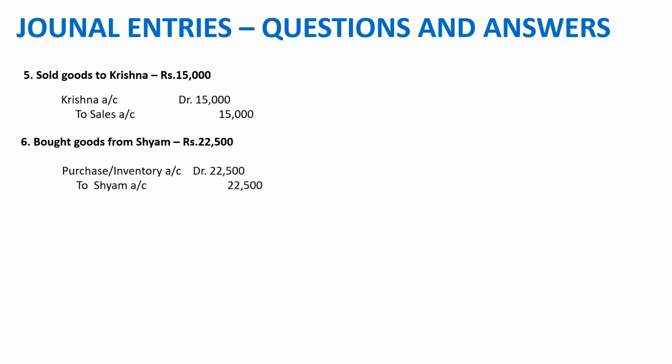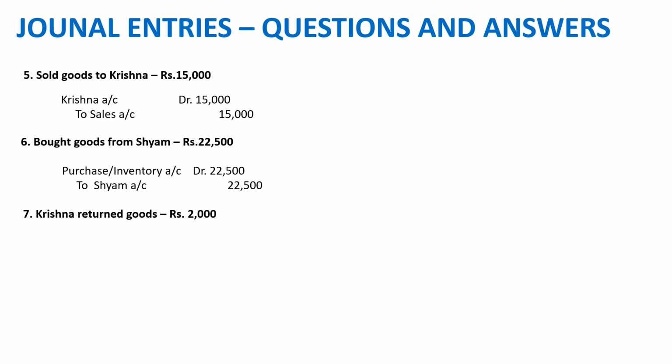Increase in an asset will be debited, that is purchase or inventory account debited 22,500 to Sam 22,500, because the liability is increasing and that will be paid to Sam in future. Next item, Krishna returned goods 2,000.